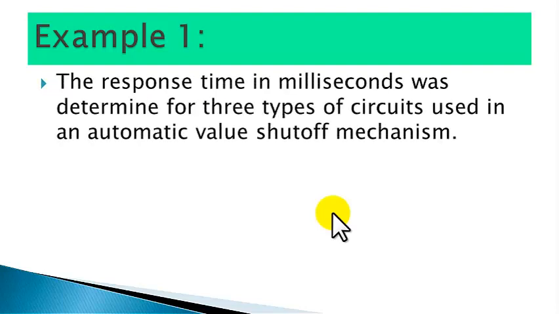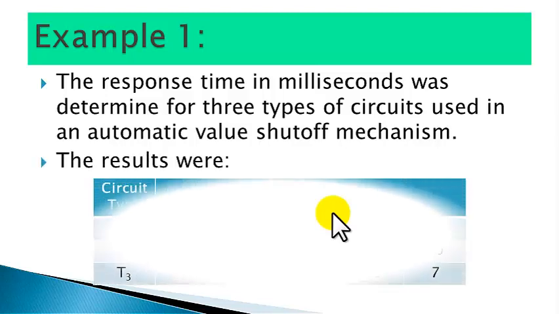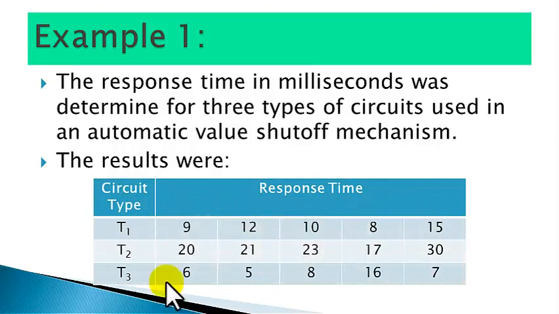The response time in milliseconds was determined for 3 types of circuit used in an automatic valve shut-off mechanism. The results were as shown in the table below. Here are the 3 circuit types T1, T2 and T3, and these are the response times.